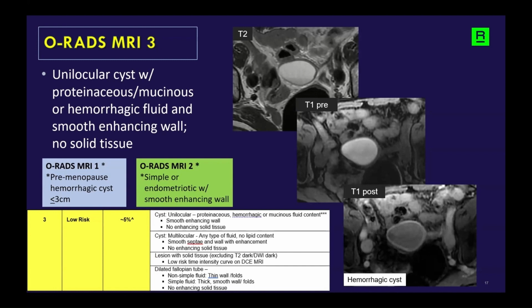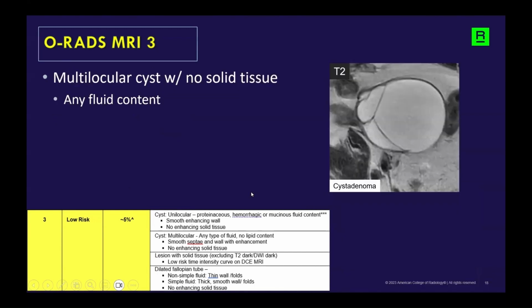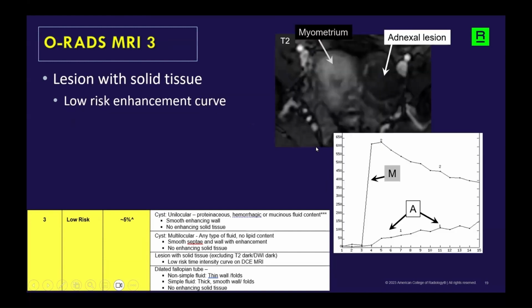And as we discussed earlier, unilocular simple cysts or endometriomas that have a thin enhancing wall are still considered MRI O-RADS 2. Multilocular cysts without solid tissue are considered O-RADS MRI 3. These lesions can have smooth, enhancing walls and septations, but no solid tissue. They can have any type of fluid content. If fat is identified in these lesions, though, multilocularity doesn't affect the score, and the lesion is categorized as an O-RADS MRI 2.